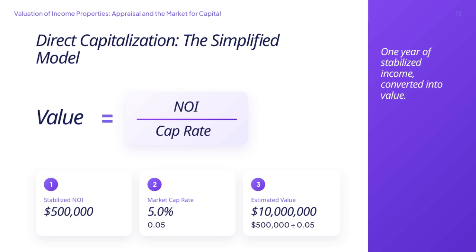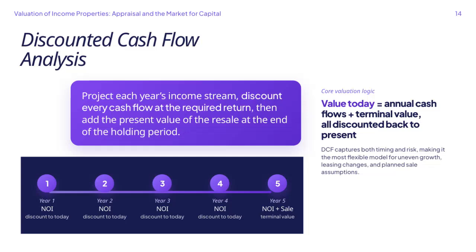Now, let's talk about discounted cash flow analysis, or DCF, which is a fundamental approach in valuing income-producing properties. The core idea is to project each year's income stream, then discount each of those cash flows back to their present value based on the required rate of return. Importantly, we also include the present value of the resale or terminal value at the end of the holding period. Put simply, the value today equals the sum of those annual cash flows plus the terminal value, all adjusted to reflect today's dollars.